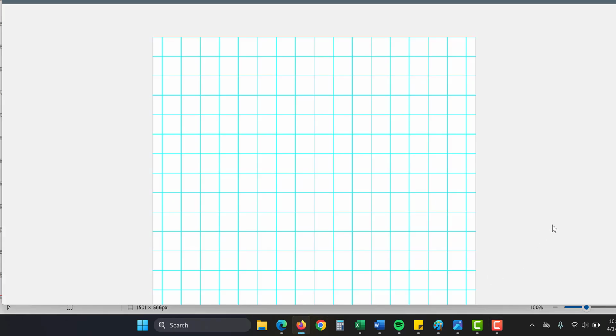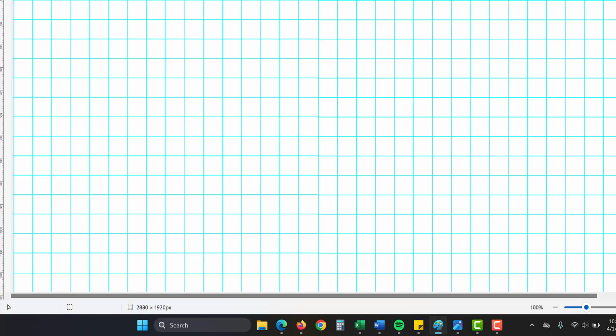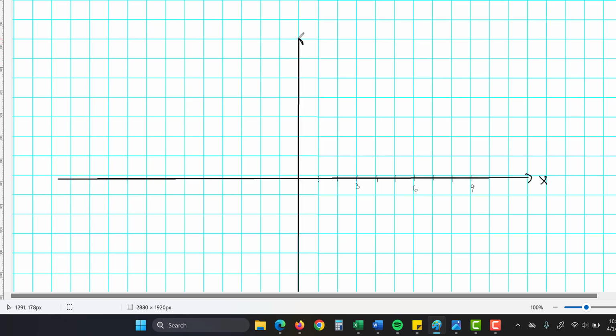Hi everyone, today I'd like to talk about drawing vectors. So the first thing I'm going to do is go here to some graph paper and print screen down my X and Y axes. And the first vector I'm going to draw is a vector U.